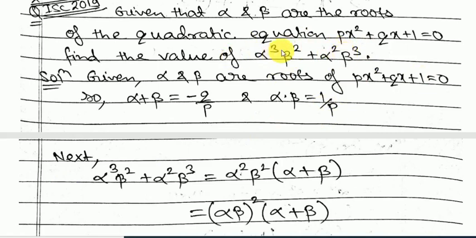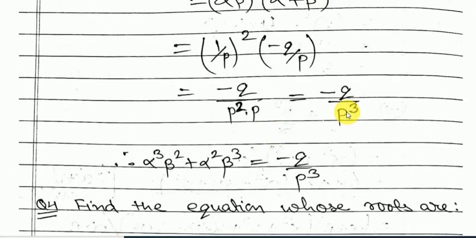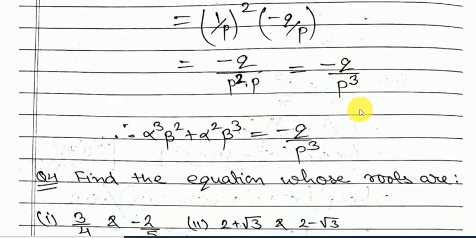Alpha cube into beta squared plus alpha squared into beta cube. So we are looking for this, and you have to write this in terms of alpha plus beta and alpha into beta. Here you can see that from each term alpha squared and beta squared are common, so we take them out. So alpha squared into beta squared, and then you are left with alpha plus beta. Now clearly alpha beta you know the value, alpha plus beta you know the value. Put the values, you get the answer. Answer is minus q upon p cube.